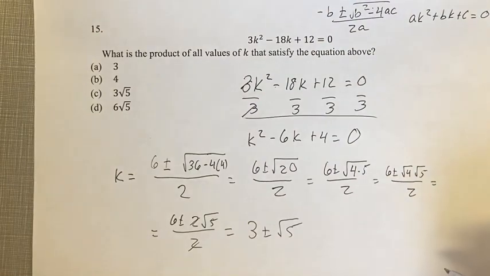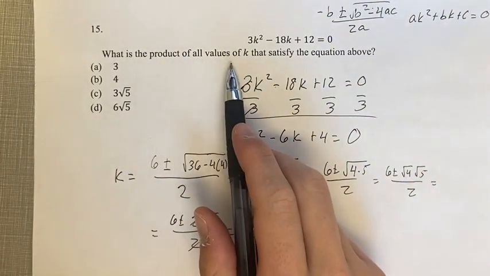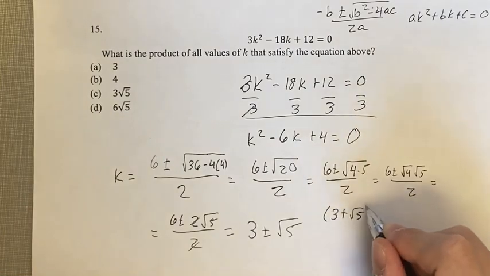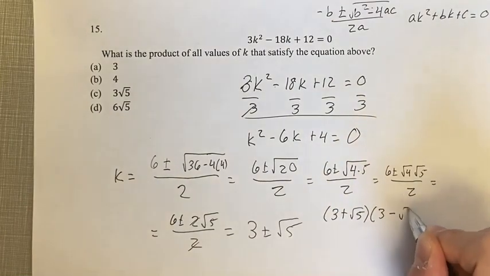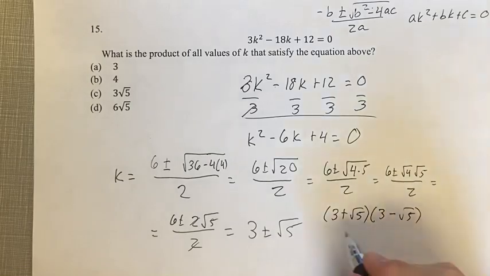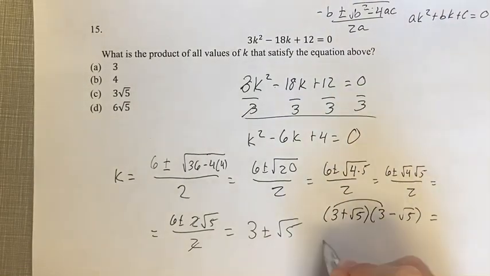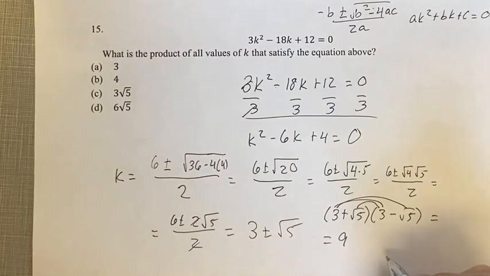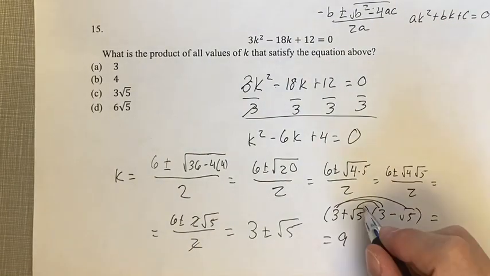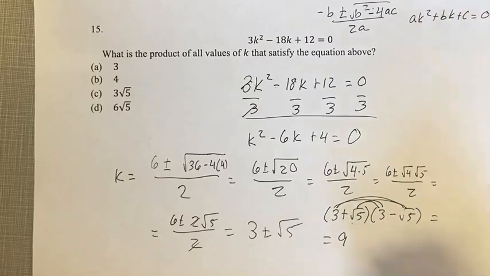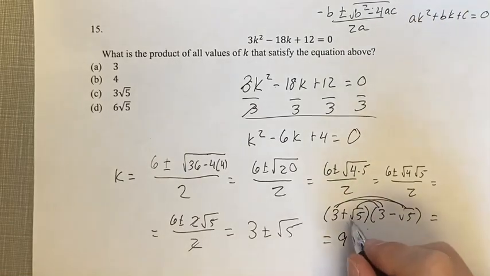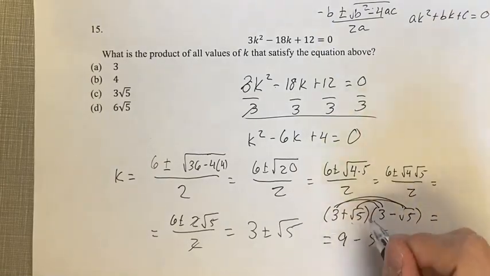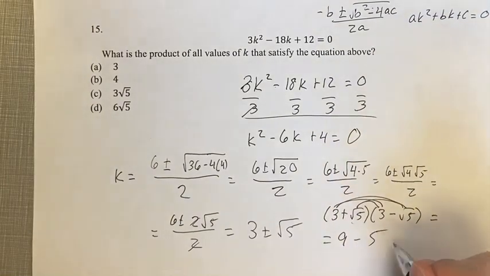We're looking for the product of all values of k that satisfy the equation, so we have to take 3 plus the square root of 5 times 3 minus the square root of 5. So doing this out, we have 3 times 3 is 9. Then we have plus 3 root 5 minus 3 root 5, so those terms cancel. And then the final one is root 5 times root 5, and don't forget the negative. The square root of something times itself is just the thing itself, so 5, right? The square root of 5 times the square root of 5 is just 5.